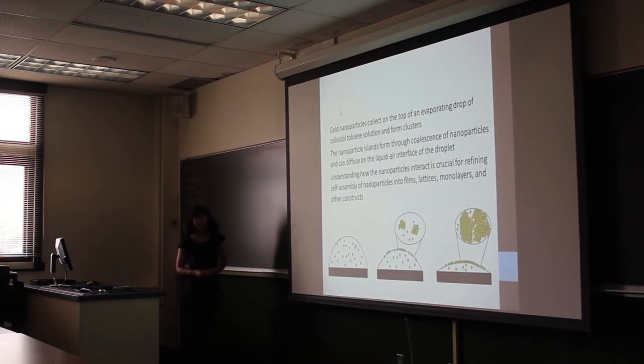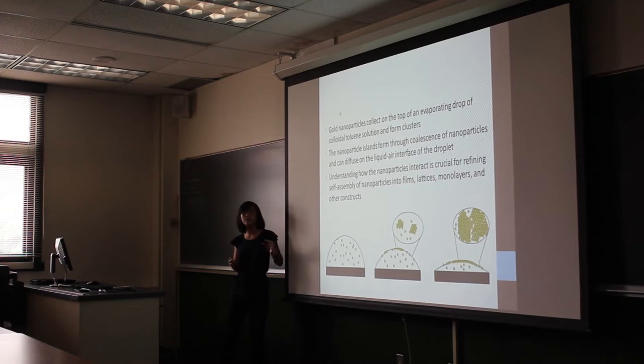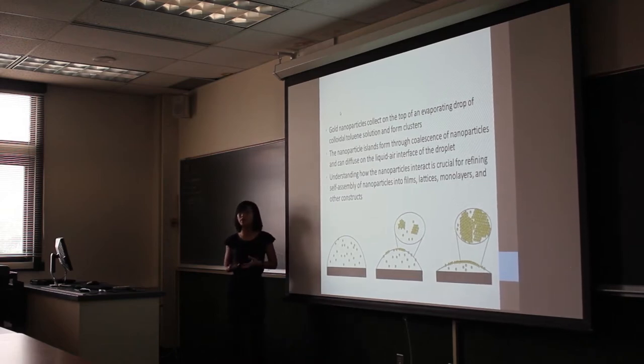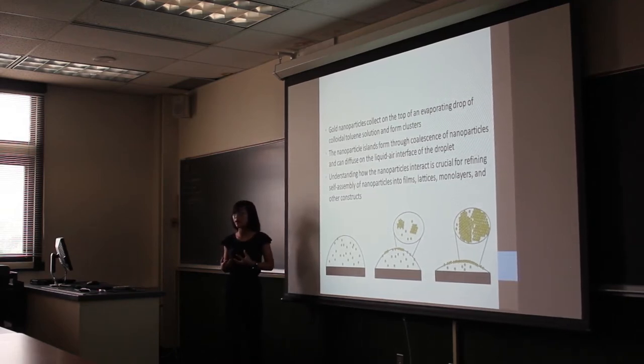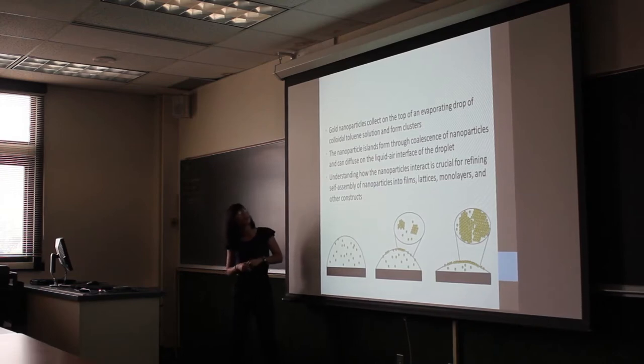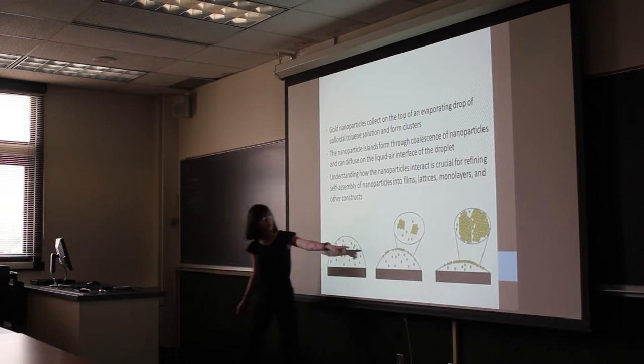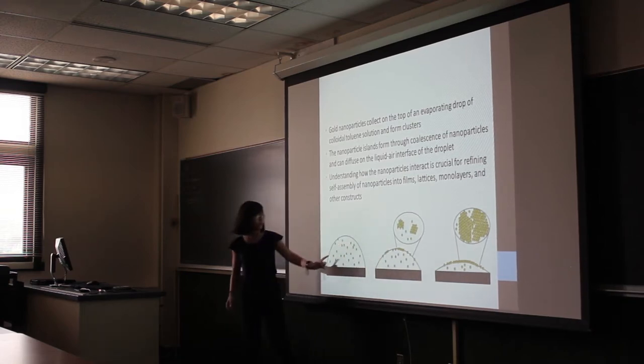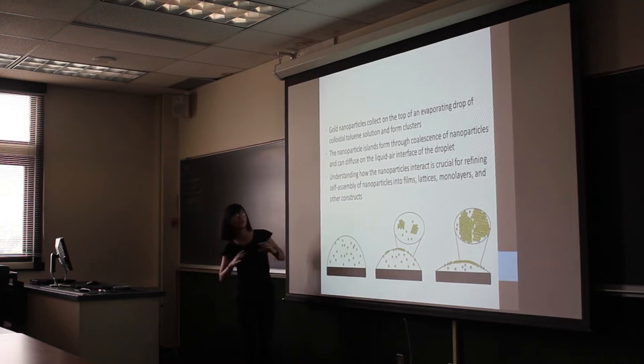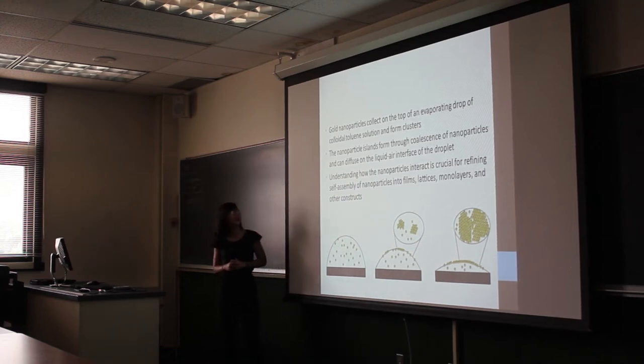So the idea is that you have a droplet of toluene with gold nanoparticles inside it, which is created by the method of fabricating the gold nanoparticles. As the toluene droplet evaporates, the gold nanoparticles begin to cluster together and form islands on the top of the droplet, and eventually these coalesce into a film that can then be used for other things. So that's why it's important to understand how these nanoparticles interact.